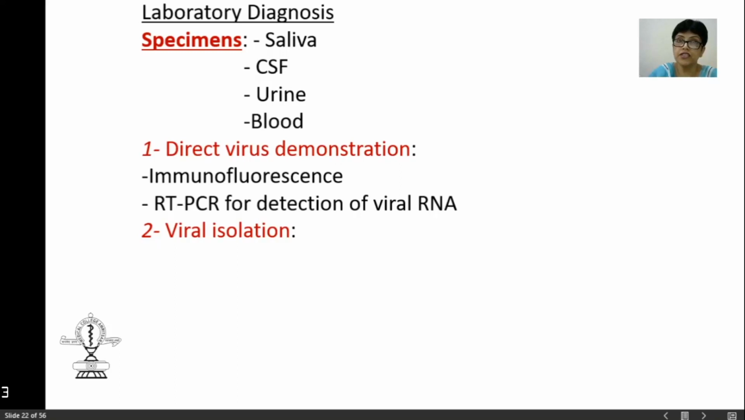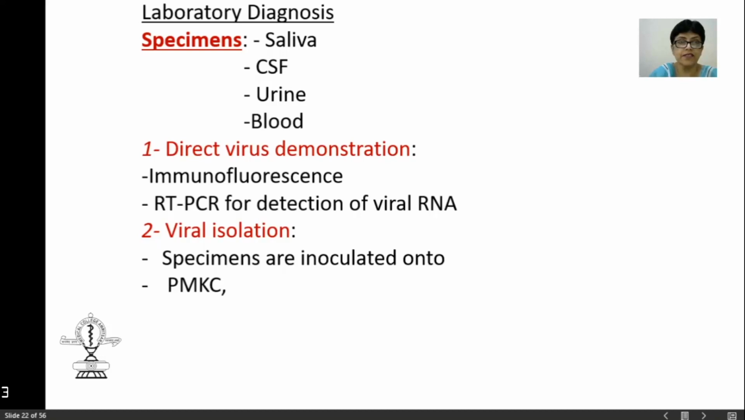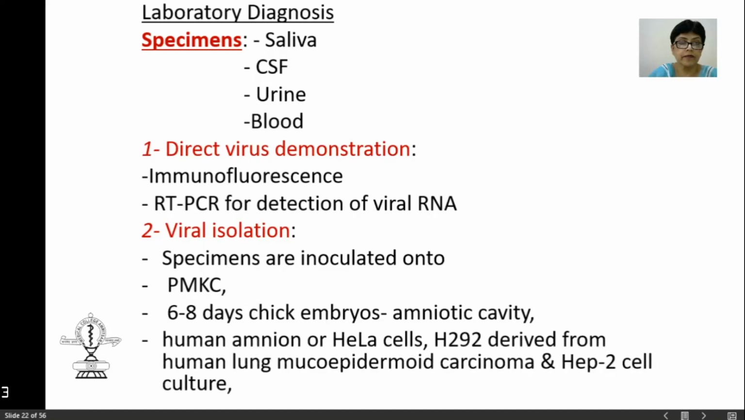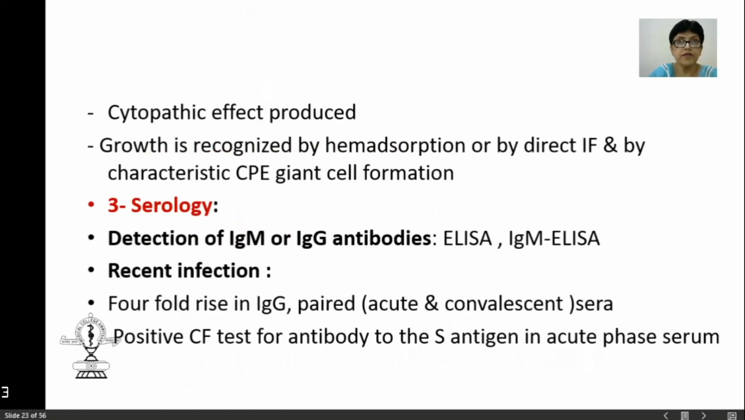The virus can be cultured or isolated. For the first time, it has to be isolated from a tissue or a clinical specimen. Then you need to do this in the amniotic cavity, or you can do it on cell cultures, that is the primary monkey kidney cells. HeLa cells and Hep2 cells are also an option. How do you check for the presence of these viruses in the cell cultures? By looking for the cytopathic effects, which will cause multinucleated giant cell formation or syncytia. Serology, we will be looking for a 4-fold rise in titer between acute and convalescent sera.